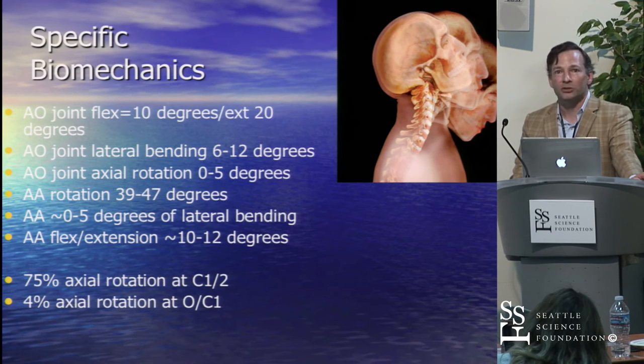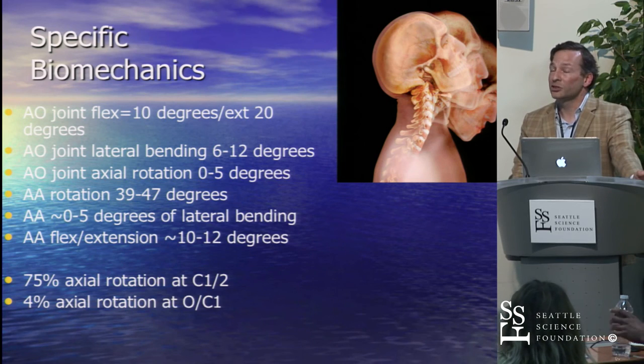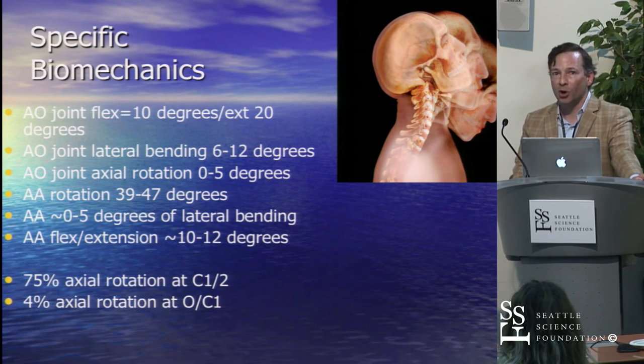Last couple of slides, just to get through this so we can get to the lab and see some of this anatomy. These are movements that you can carry around in your pocket as far as the essence of mobility of the craniocervical junction. The last two dots there are good take-home messages. About 75% of axial rotation occurs at C1, C2. That's intuitive. Maybe not so intuitive is that 4% of axial rotation occurs at occiput C1.